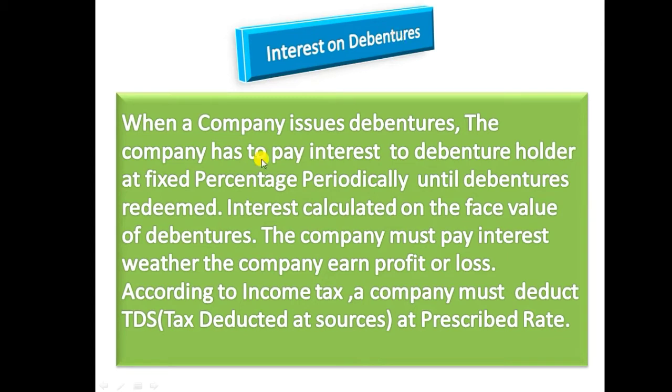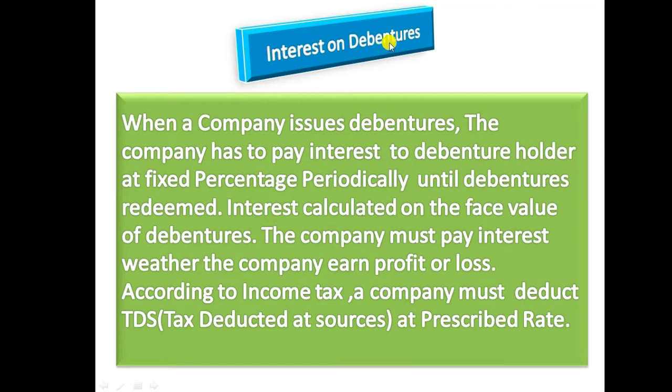Interest on debentures. When a company issues debentures, the company has to pay interest to the debenture holder at a fixed percentage periodically until the debentures are redeemed. Interest is calculated on the face value of debentures. The company must pay interest whether the company earns profit or loss. According to income tax, a company must deduct TDS, tax deducted at source, at the prescribed rate.